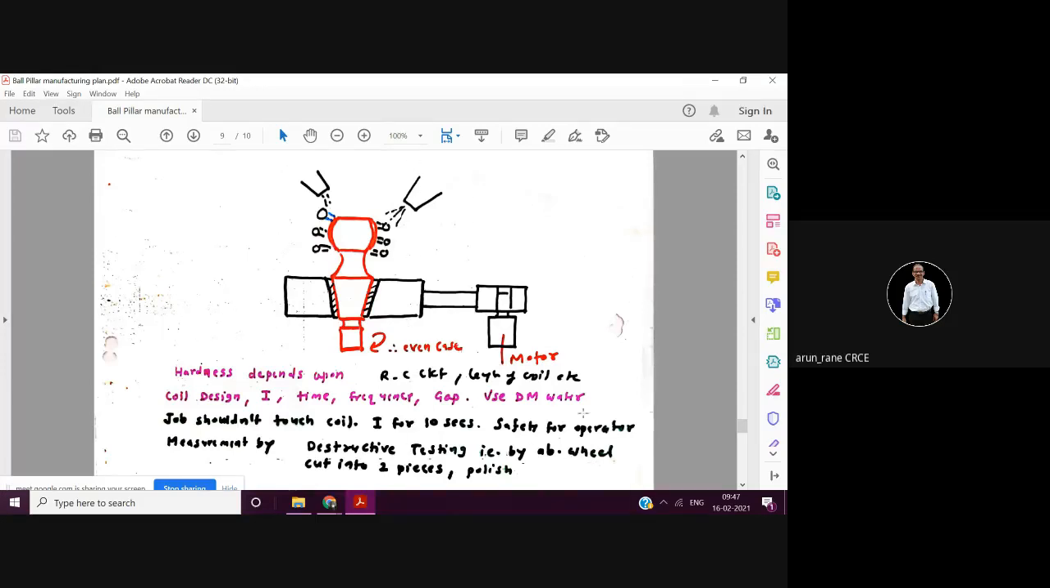Generally you use demineralized water, that is called the DM water. What precautions you have to take: your workpiece should not touch the coil, otherwise it gets short. Generally the current, in order to have 0.4 to 0.5 millimeter depth, and for 58 RC, current which can be sent is around 10 to 15 seconds. Then safety is another concern, because these are high currents, and plus we have water here, so that has to be taken care of. So it has to be in a closed guard. Induction has to be done.